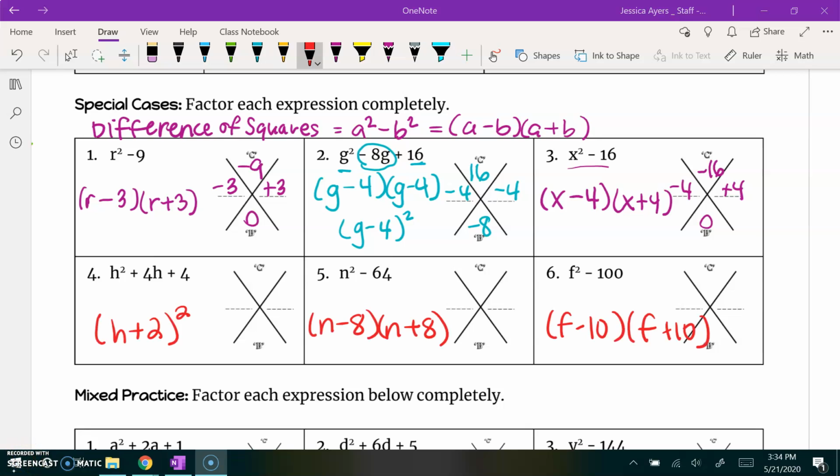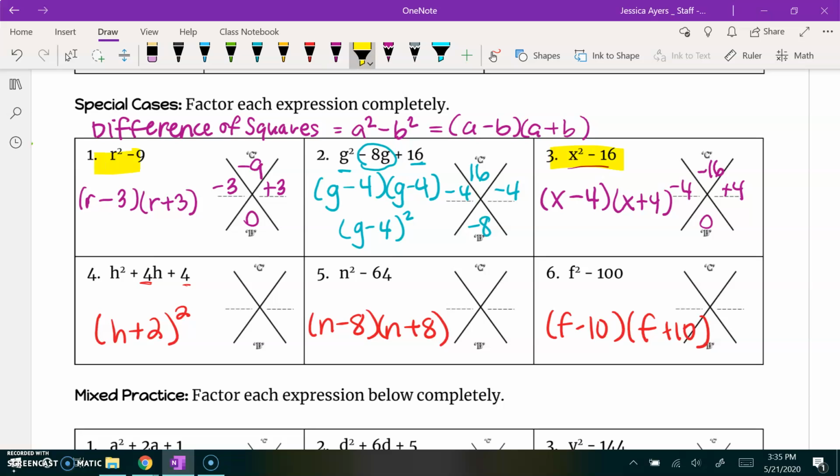All right, so going ahead and checking your work here to make sure that you've got all of them correct. Number 4, you could have just seen that the square root of 4 is 2, and 2 times 2 is 4 to get you that h plus 2 squared. Or you could have just gone the old-fashioned long route. Same thing with 5 and 6, really just a little extra practice. They just look a little different.